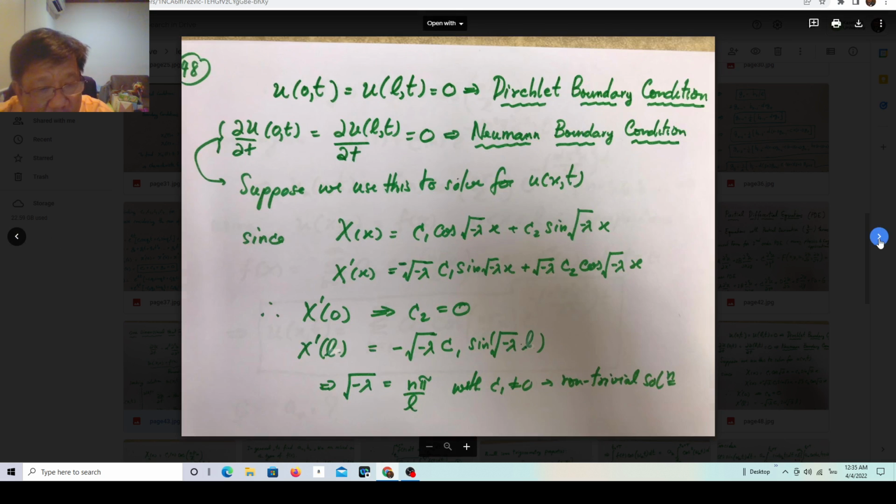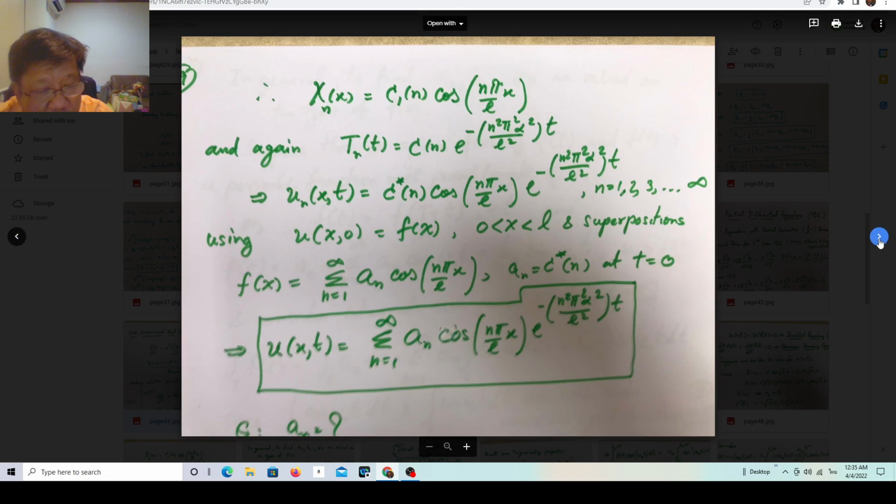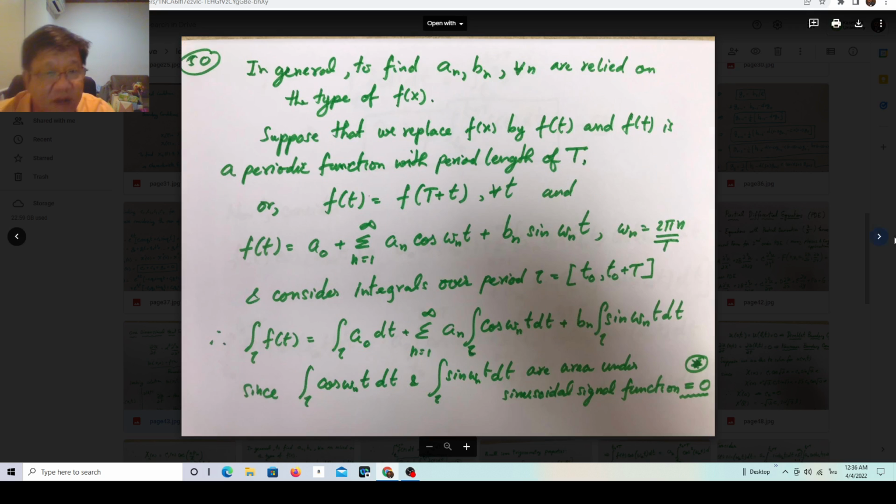Okay, so in the next step, we're going to show you how you find b sub n and a sub n. You can see that b sub n and a sub n here all rely on the type of function of x here. Okay, in general, finding a sub n and b sub n for all n relies on the type of f of x.